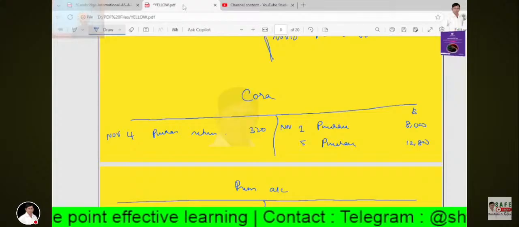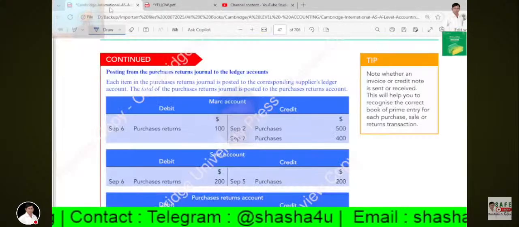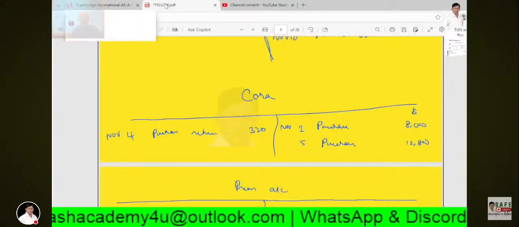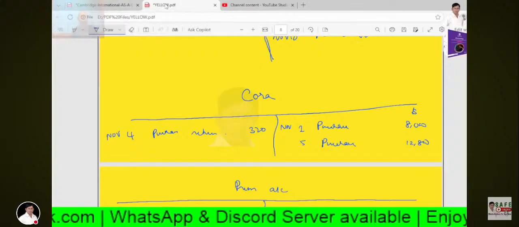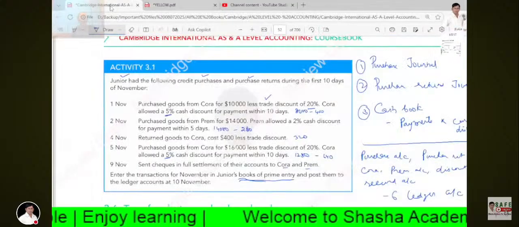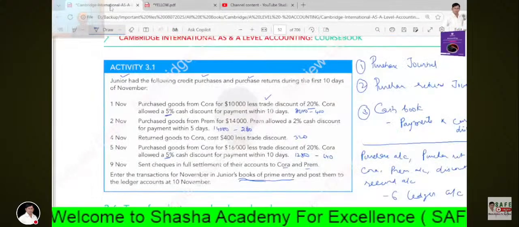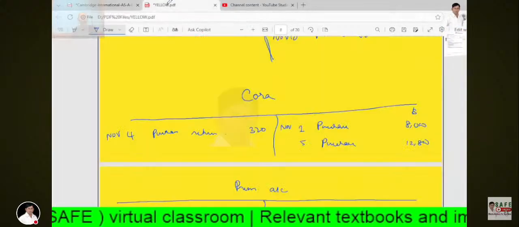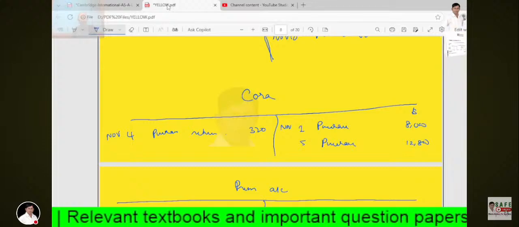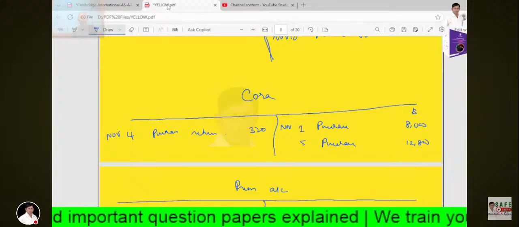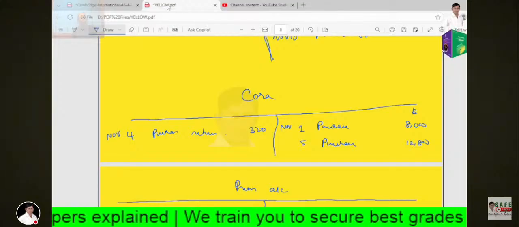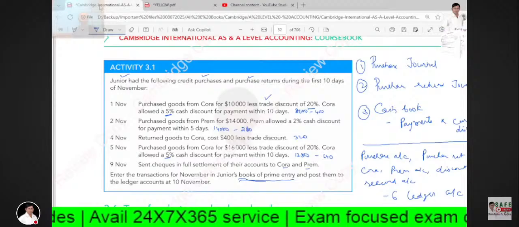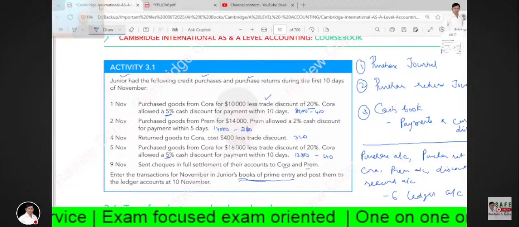So next, Frame account. So how much is Frame account? The Frame account is 14,000. So Frame account is 14,000. So this is on what date? This is on 2nd November.